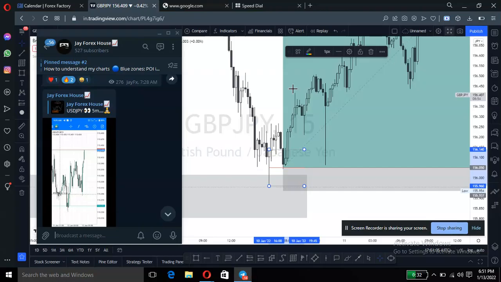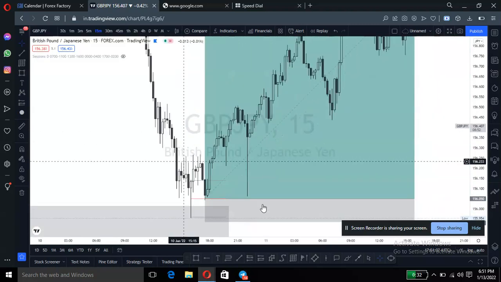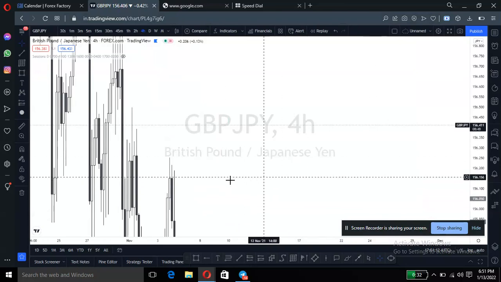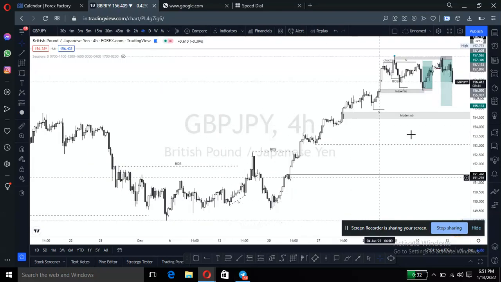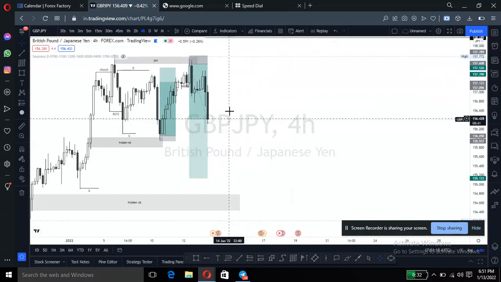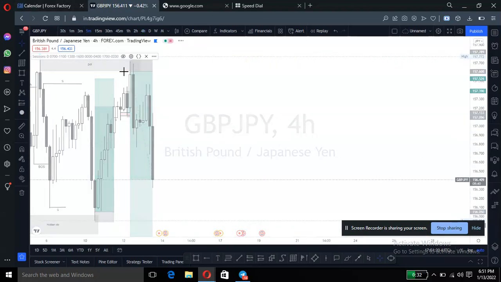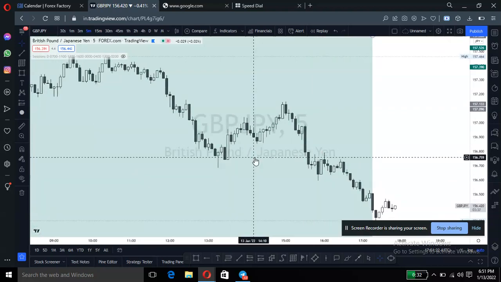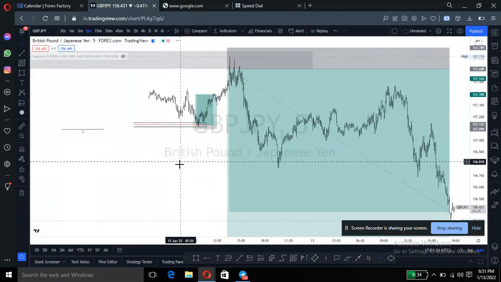Okay, so now back to GJ. That was how I got this entry and how I took this trade. Let's move on. Then I took a short buy, which was around this zone.